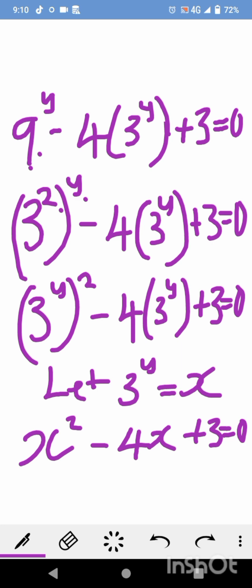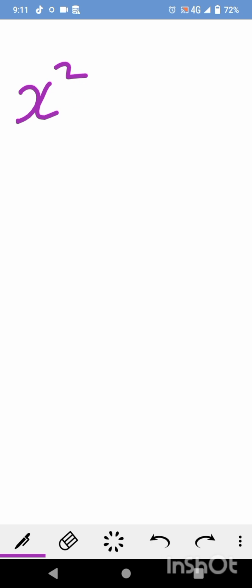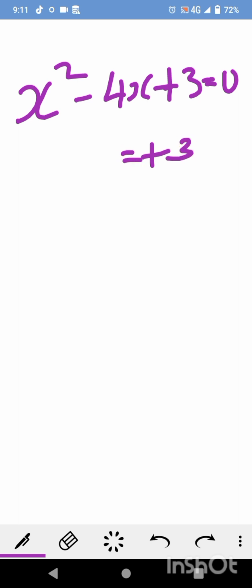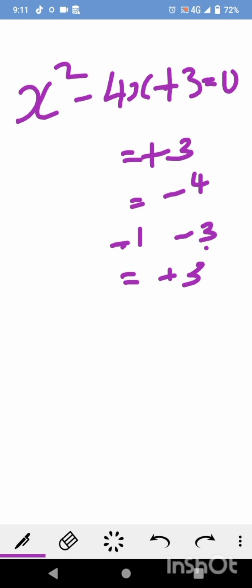Okay, let's factorize now. x squared minus 4x plus 3 equals 0. Now the two numbers we are looking for are factors of plus 3 that add to minus 4. And the numbers that will work are minus 1 and minus 3. So that minus 1 times minus 3 will give you plus 3, and minus 1 plus minus 3 will give you minus 4. So on that note, we are going to use minus 1 and minus 3.